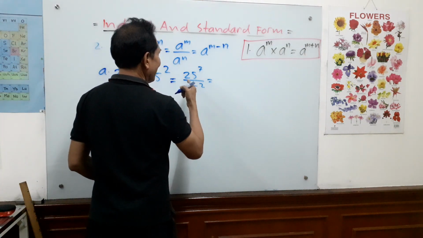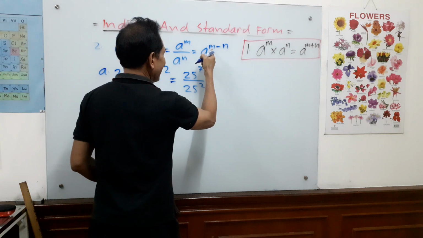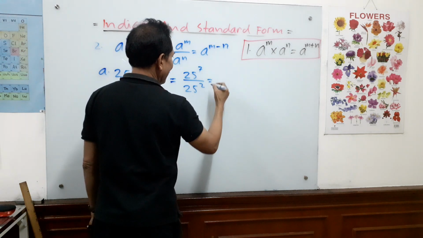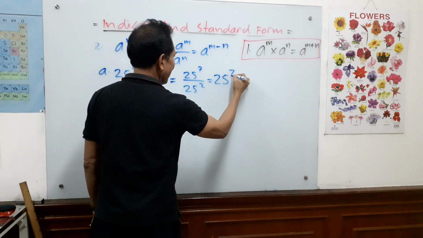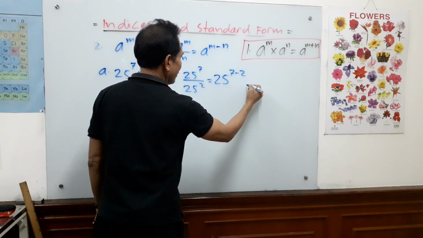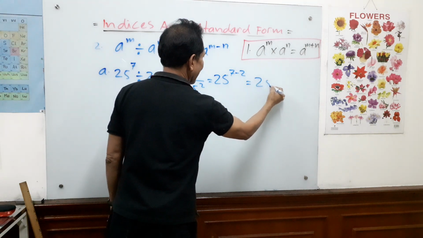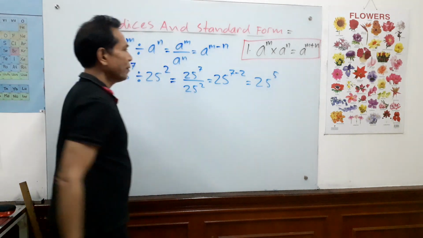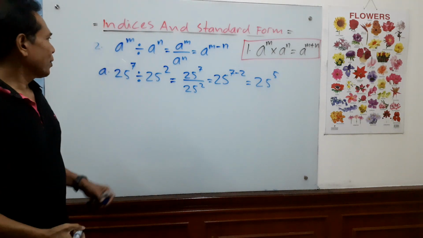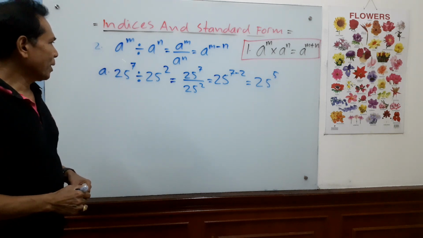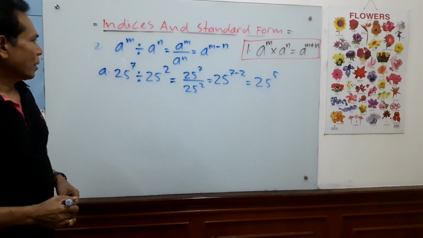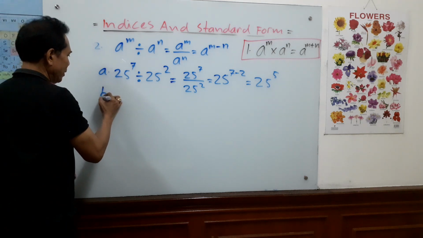This one, remember the formula, subtract the power. So 25 power 7 minus 2 equals 25 power 5. Okay, that's your answer for the first question, A. Right, now we go to B.